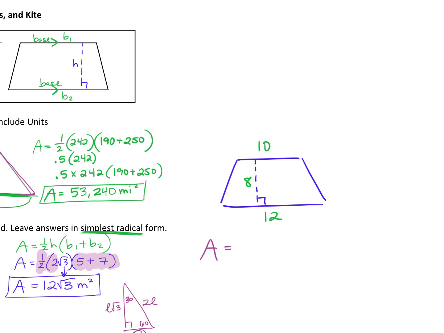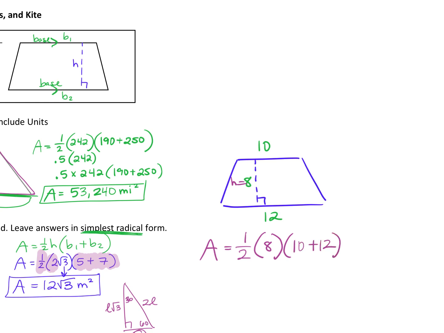What did you get? 88. Yeah, 88 square units, whatever they are. So it should have been 1/2 times your height. Did you put parentheses around 10 plus 12? Oh, shoot.